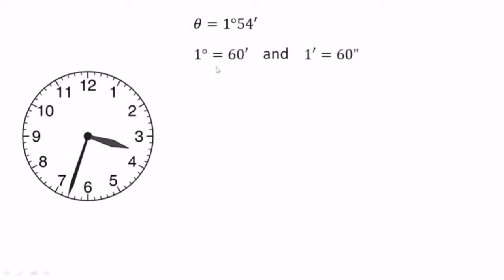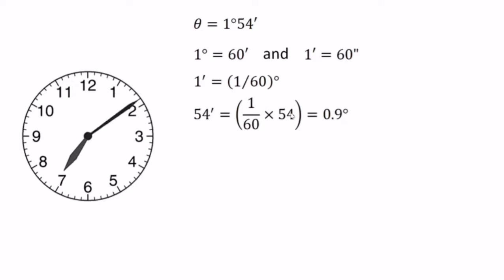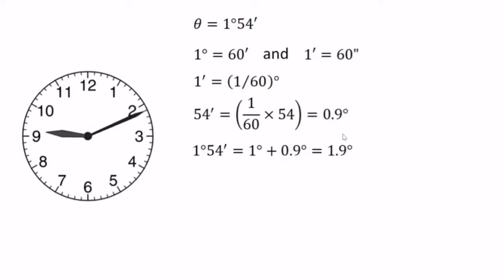Okay, so for that consider a clock. How? The angle we have to convert is 1 degree 54 minutes, right? So the thing here to remember is that 1 degree equals 60 minutes and 1 minute equals 60 seconds. Single apostrophe for minute, double apostrophe for seconds. So if 1 degree is 60 minutes, then 1 minute is how much? 1 by 60 degrees. So 54 minutes will be how much? 1 by 60 into 54, and that comes out to be 0.9 degrees. So our angle, which is 1 degree 54 minutes, will be 1 degree plus 0.9 degree, that is 1.9 degrees.